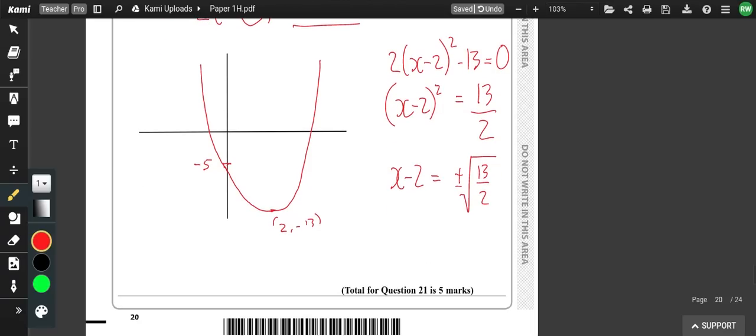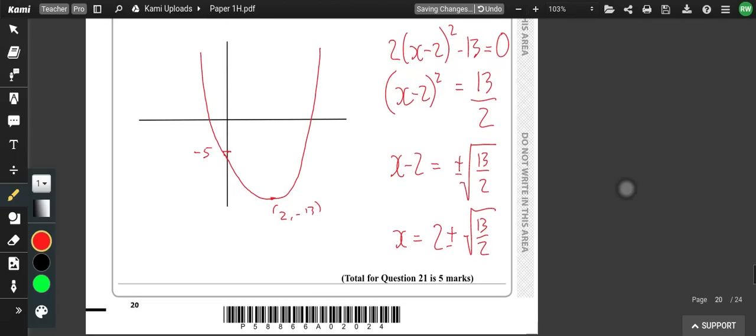And then I'm going to add 2 to both sides to get x equals 2 plus minus square root of 13 over 2. So when I add the root 13 over 2, that will be this point here. So that is 2 plus root 13 over 2. And this point here is 2 minus root 13 over 2.